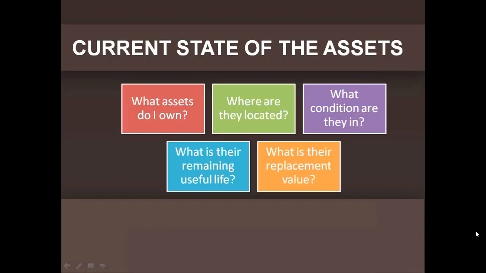So let's just spend a moment going through what each of these components are. The first one, the current state of the assets, is where we get into what assets do you actually own in your facility, where are they located, what condition are they in, how much longer do you think they can remain in service, and how much would it cost you to replace them? So we're talking about inventorying your assets, coming up with that list of what physical things make up your system.